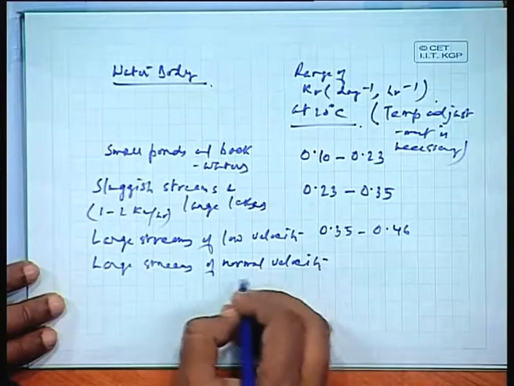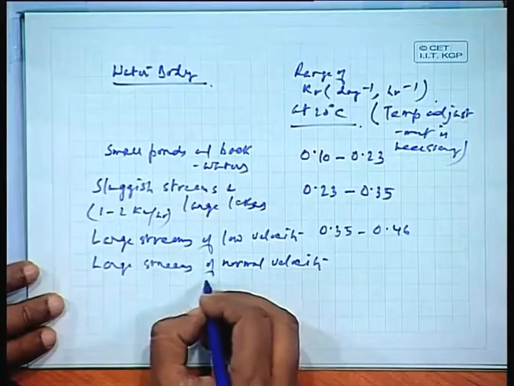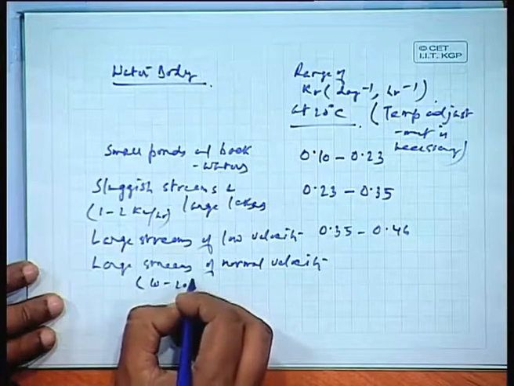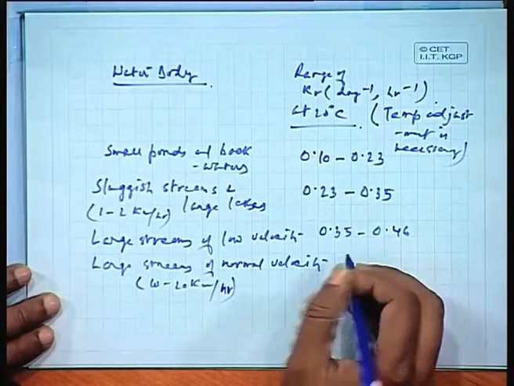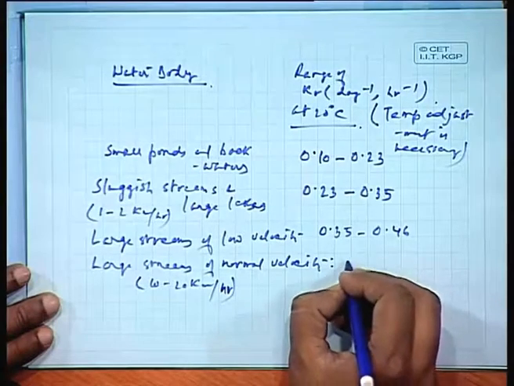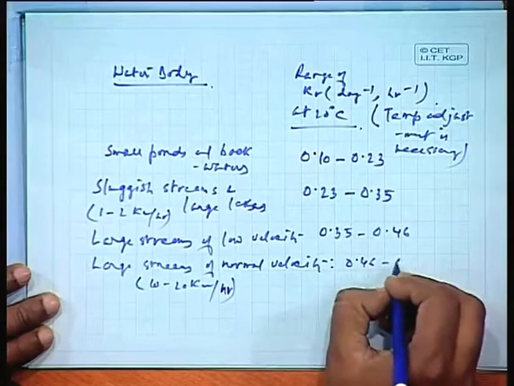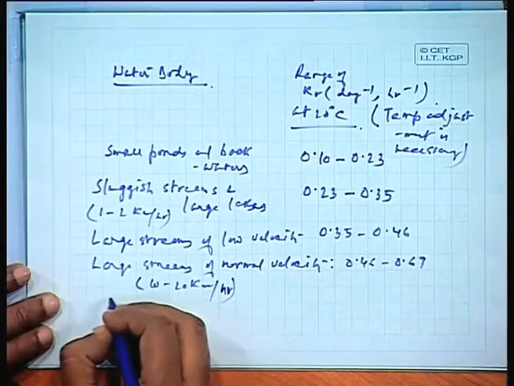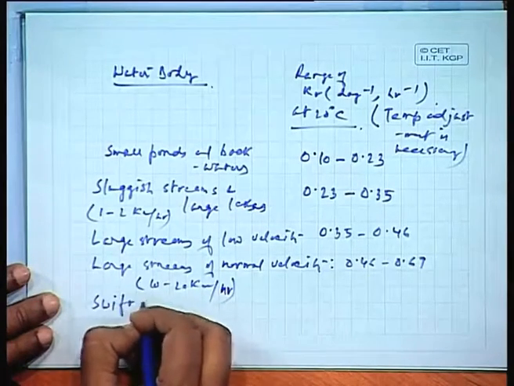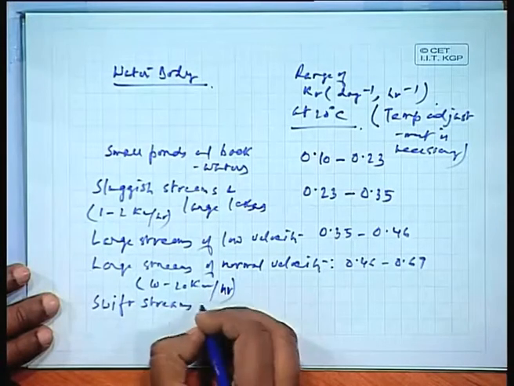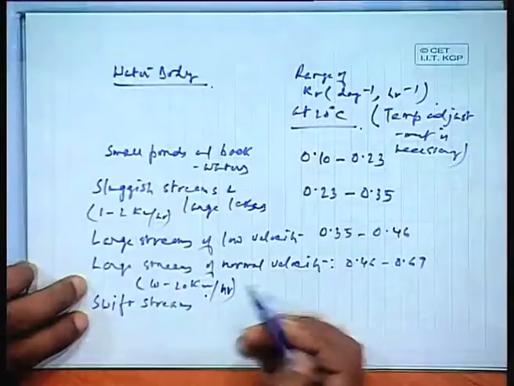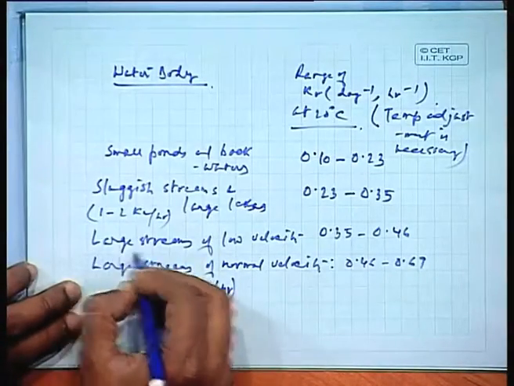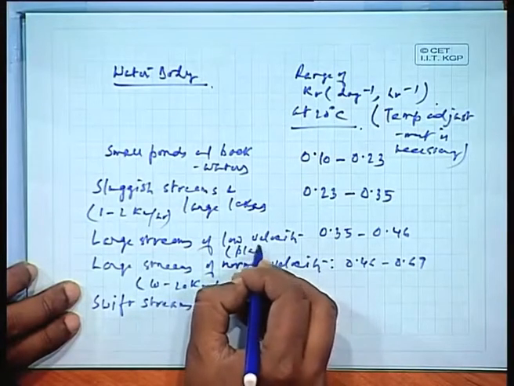Normal velocity of water in most cases would be between 10 to 20 kilometer per hour. For large streams of normal velocity, here we can see that the value is 0.46 to 0.69. Then the swift streams, particularly those that generally come out of the mountains. These large streams we have discussed are mostly in the plain area.